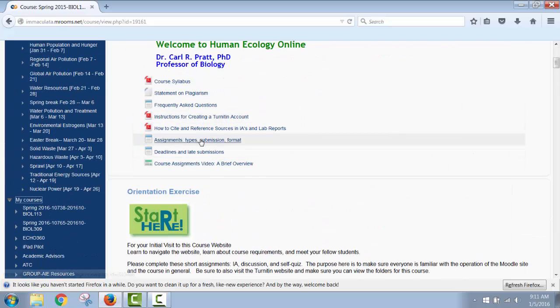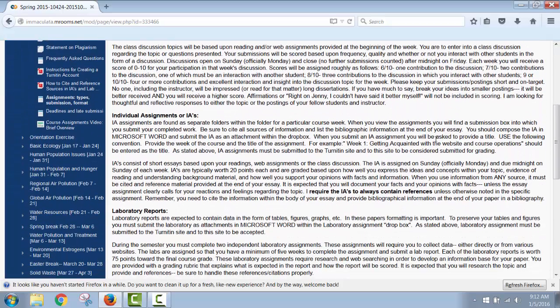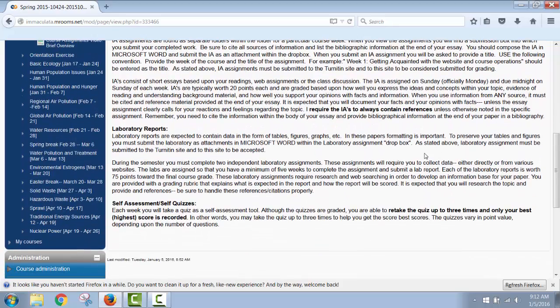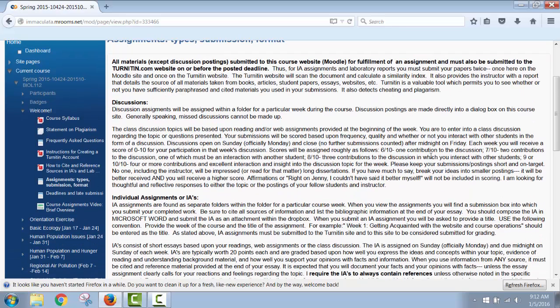If we go up here, you'll see that there are basically four kinds of assignments in this course: discussions, individual assignments, or IAs as I call them, laboratory reports, and self-assessment or self-quizzes. Let's talk just briefly about each one. Discussions are, as the term would suggest, I will post a topic or question, and then you and your classmates will discuss that topic, just as if we were in a class together.